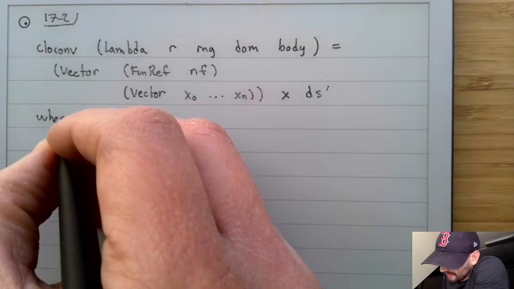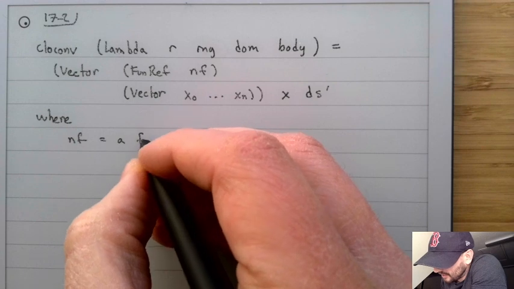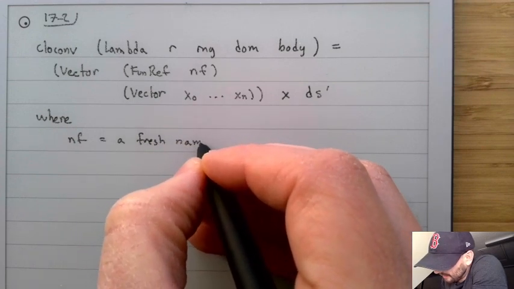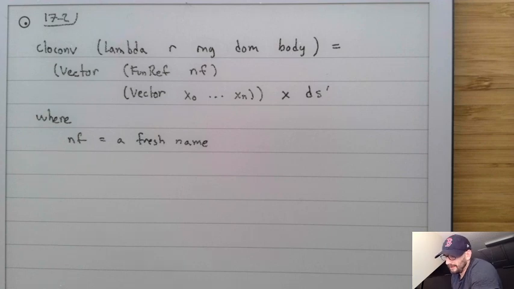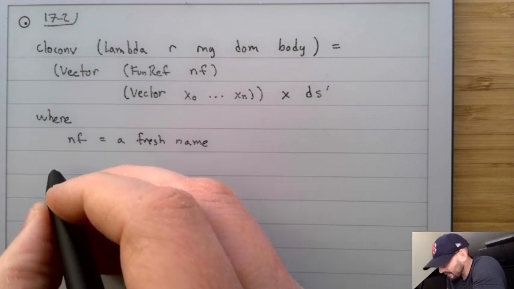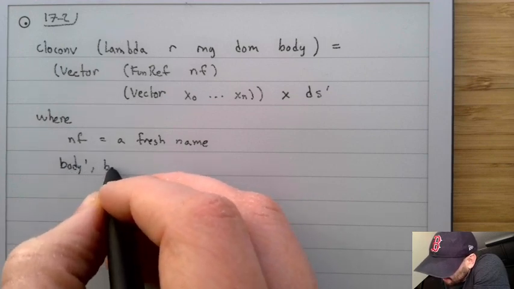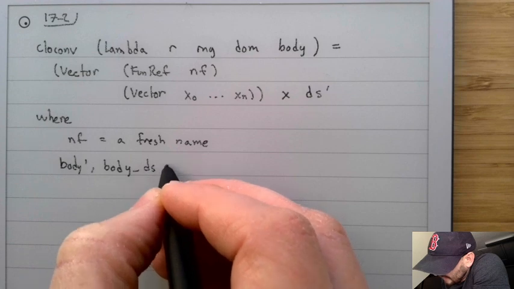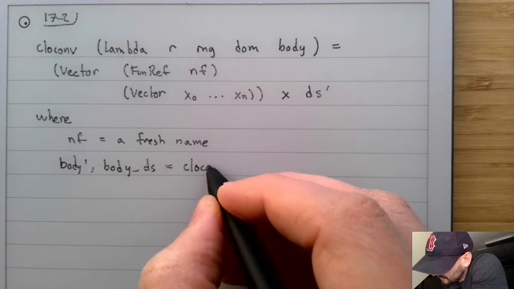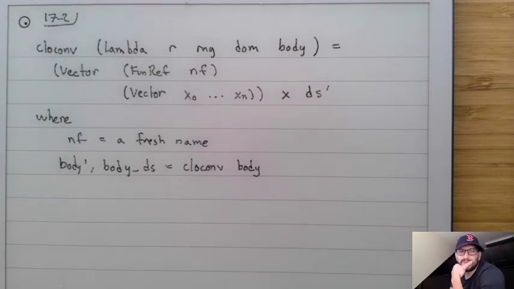Now, what's going to go on here? There are a lot of things going on. So we'll say that nf is a fresh function, a fresh name, a totally new name. Okay, what else do we need to do? Well, one of the things that we need to do is look at the body and transform it and find any of its definitions. So we'll call this body prime, and the body definitions. And this is what happens when we call closure convert on body.